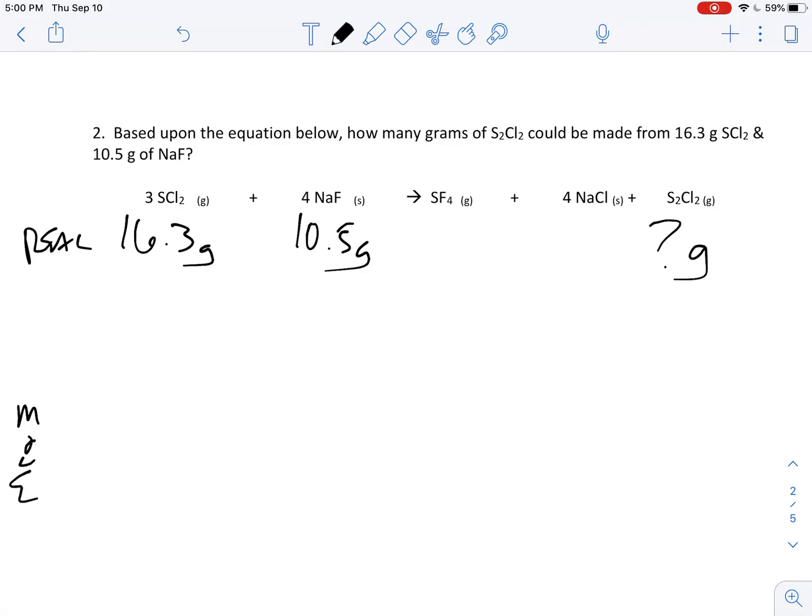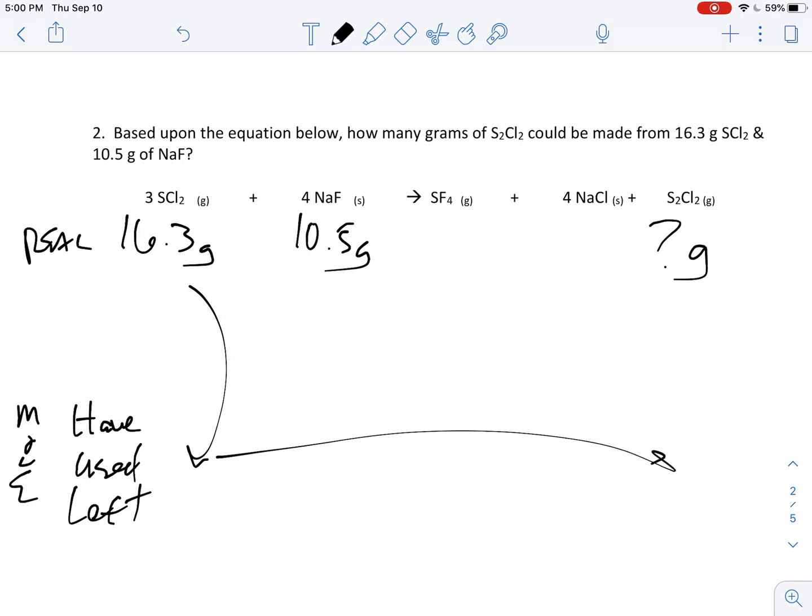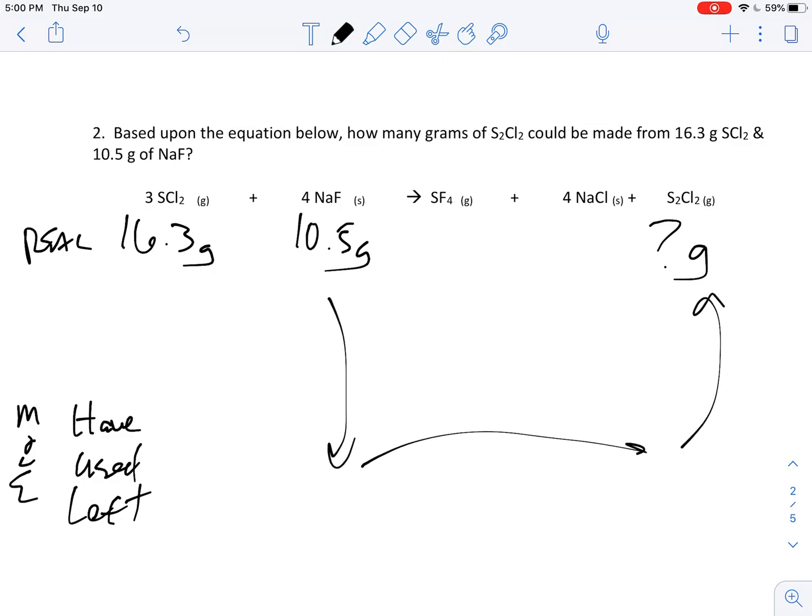But remember, in the mole world with limiting reagent problems, you're going to have used, and you're going to have leftover. Now again, if you prefer to just do the problem twice, then take the 16.3, turn it into moles, turn it into moles, turn it into grams, and get that number. Then go back and do the 10.5, turn it into moles, turn it into moles, turn it into grams, compare the two numbers. Whichever number is smaller, that's your answer.